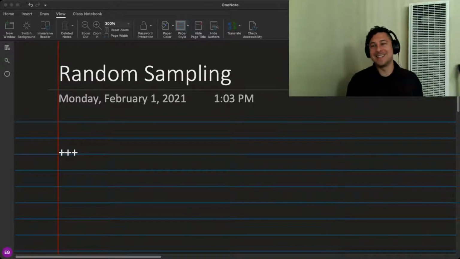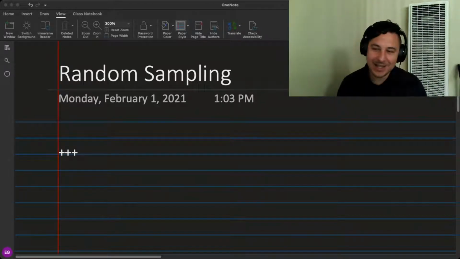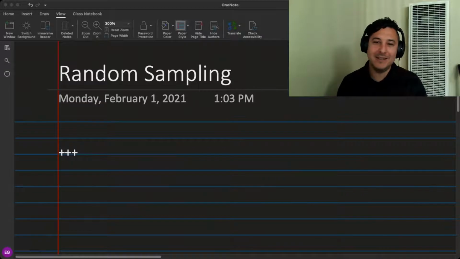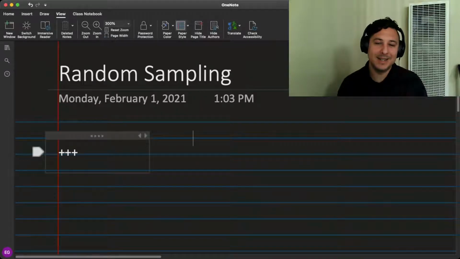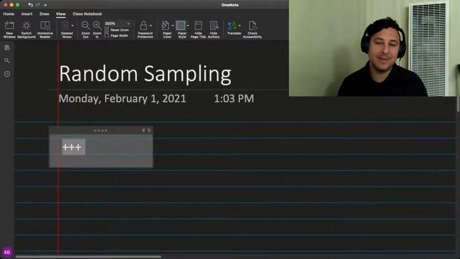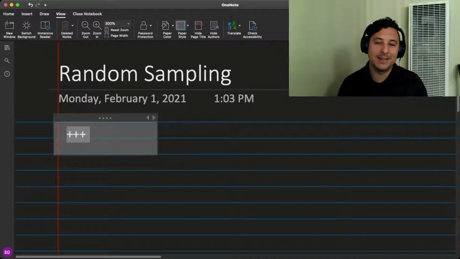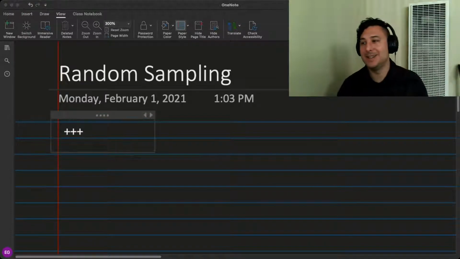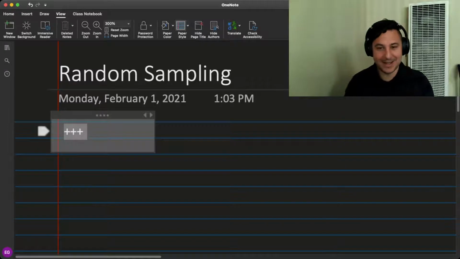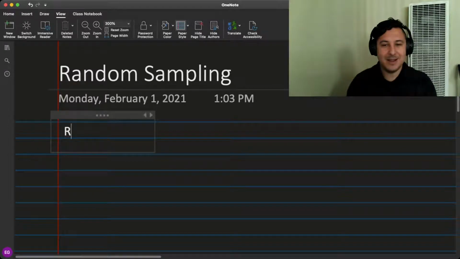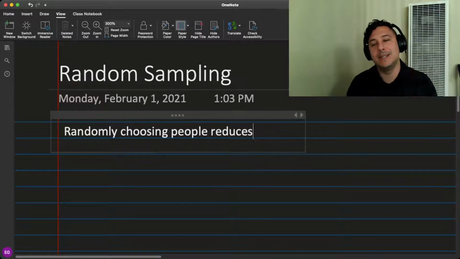Okay, so back to this. One of the things that we've talked about is that one of the reasons you want random sampling is to reduce what? What does random sampling keep from happening? You got a special name for it. Excellent, cool. Yes, it reduces bias. So, randomly choosing people reduces bias.